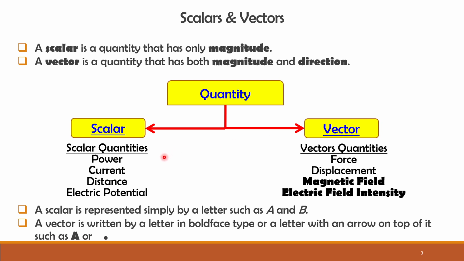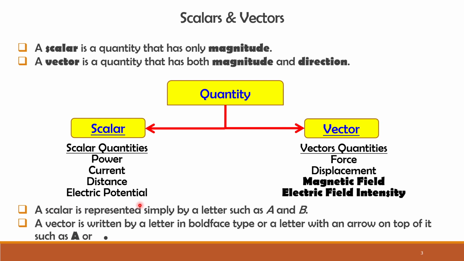Scalar quantities, for example, you have power, current, distance, electric potential. Vector quantities, for example, you have force, displacement, velocity, acceleration, then you have the magnetic field and electric field intensity.